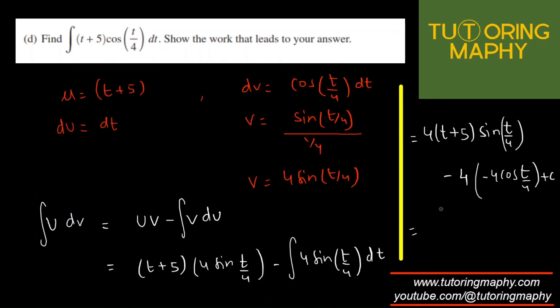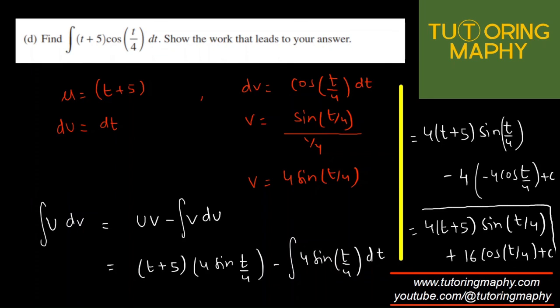So finally, what is our final answer? It is 4 times t plus 5 times sine of t over 4. Double negatives will become positive. 4 times 4 is 16. So 16 cos t over 4 plus c. Just going to box it up. And I think this is our final answer.